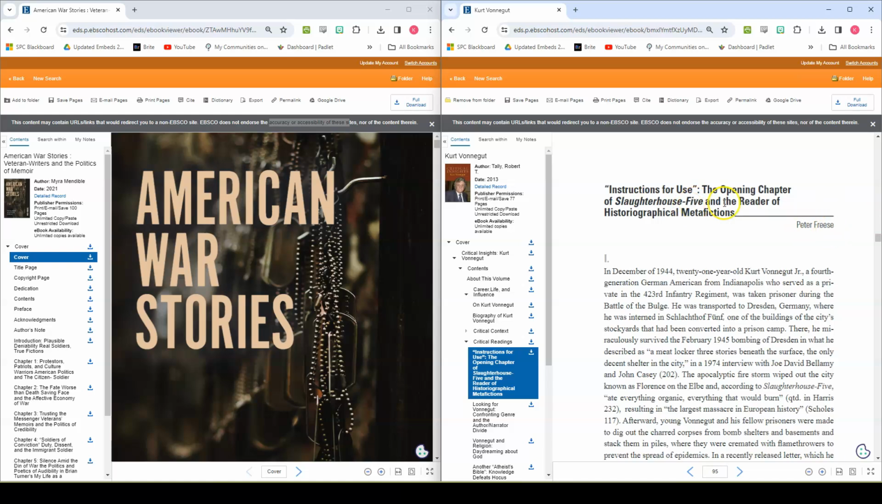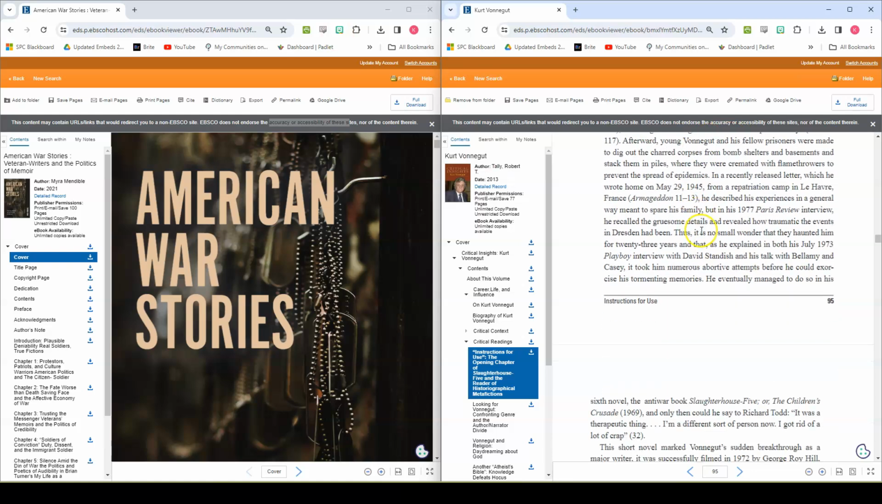So Peter Fries would be my author. This would be my source title in italics. Then my container would be the book, Kurt Vonnegut, Critical Insights. And then I would follow that with my other contributors, edited by Robert Talley. And then I would need to include, just like with the other one, the publisher, the year, and the page numbers of this article that I found.